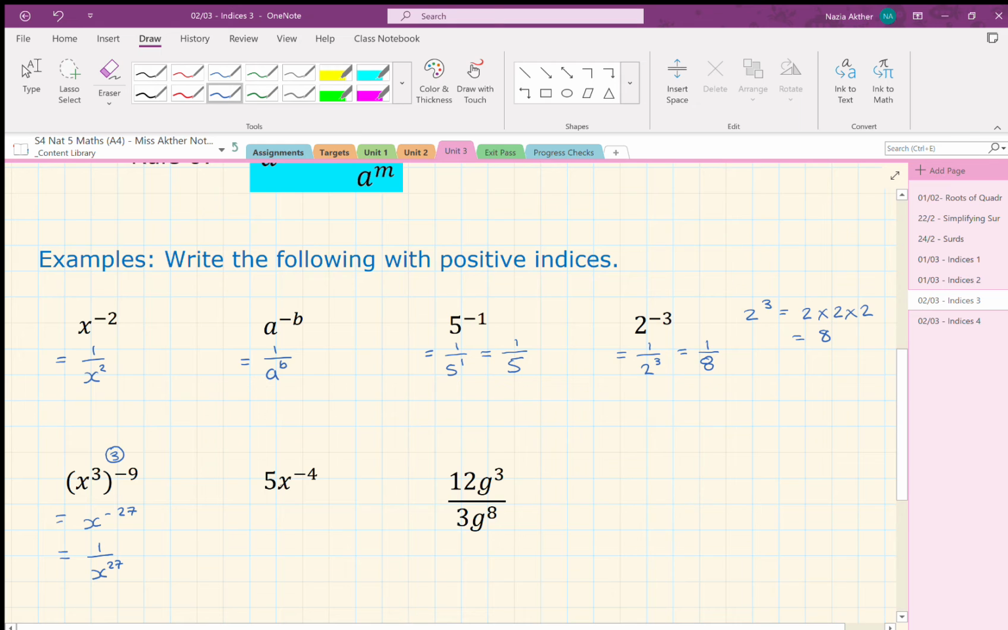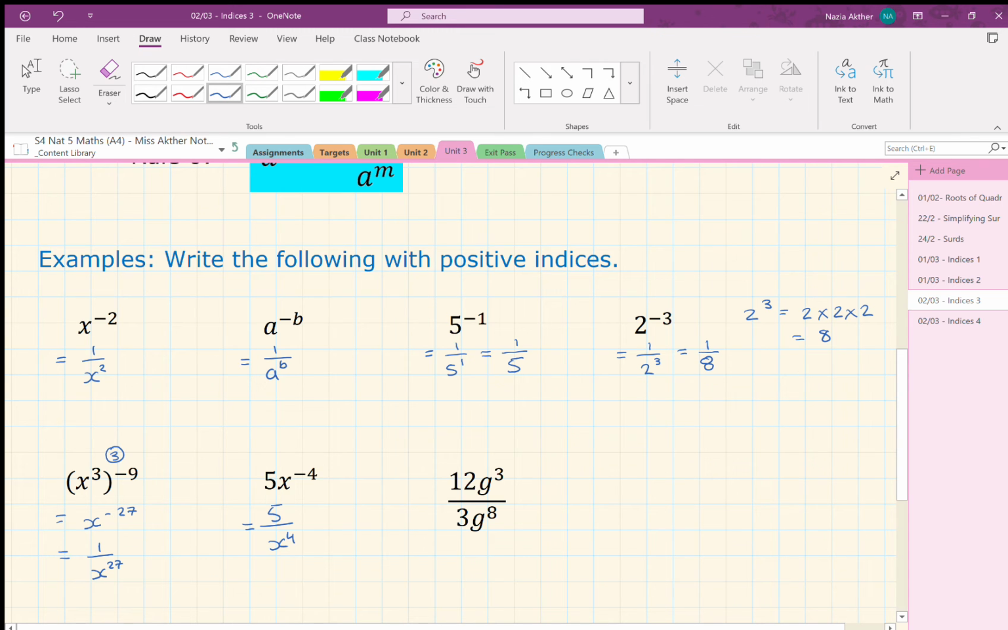For 5x to the power of negative 4, to write that with a positive index, since this power here, negative 4, belongs to the x, I'm going to leave 5 as it is and divide x to the power of negative 4 by 1. So I get 5 over x to the power of 4.